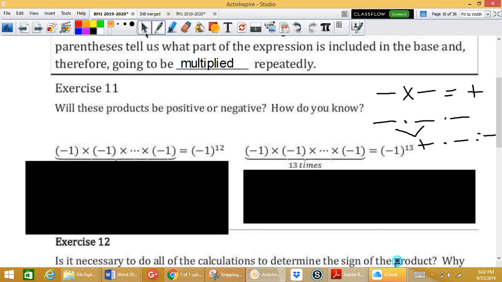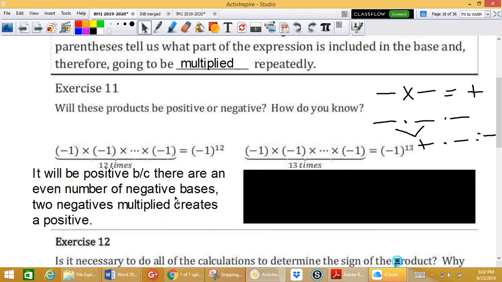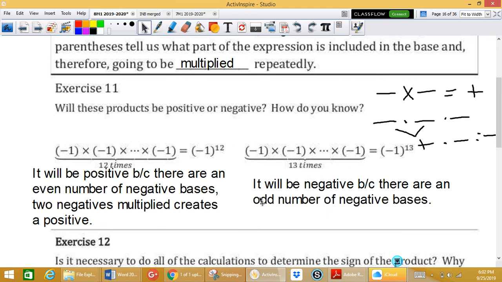So if I have it 12 times, that means that I'll have pairs, so it'll be positive because there's an even number of bases. 2 negatives multiplied creates a positive. But if I do it 13 times, it'll be negative because there's an odd number of negative bases.